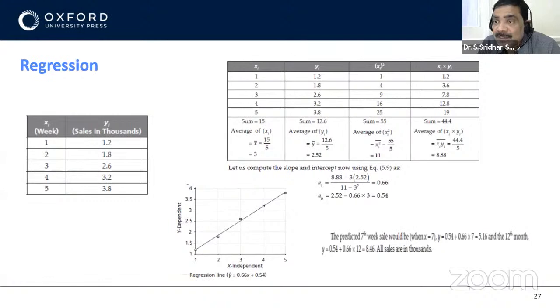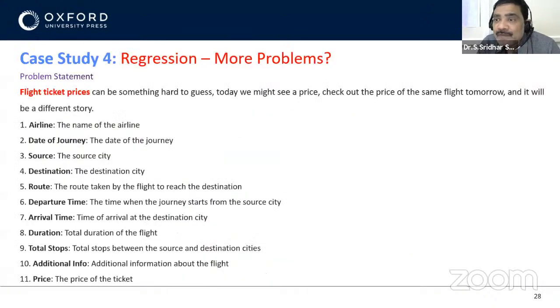This kind of model is also called the machine learning model. We have some fantastic case studies here. One is the flight ticket price prediction. You know very well, these are the attributes that are there, for example, airline, date of journey, source city, destination city. So you see all these attributes.